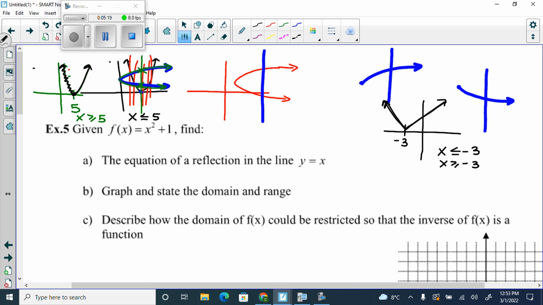What you guys try to do is restrict the inverse. I don't need the inverse restricted. I need to restrict the original right off the bat so that when I draw it as an inverse, it passes. Okay, what's the catch with inverses?